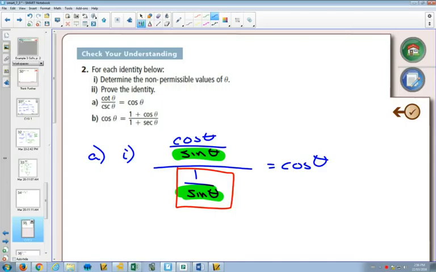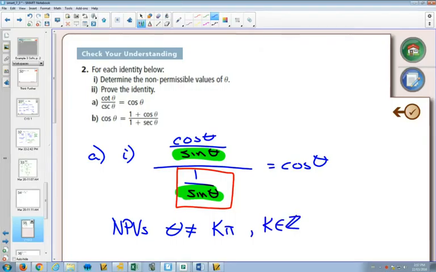No. Yes, it is. Okay. When? So if our non-permissible values are NPVs, theta can't equal what? When is sine theta equal to 0? Sine theta is equal to 0 at 0, pi, 2 pi, and forever. How do we write that? k pi. Theta can't equal k pi where k is an integer.